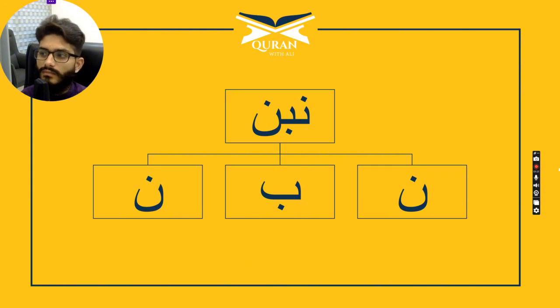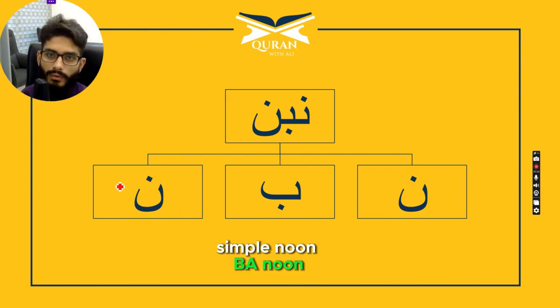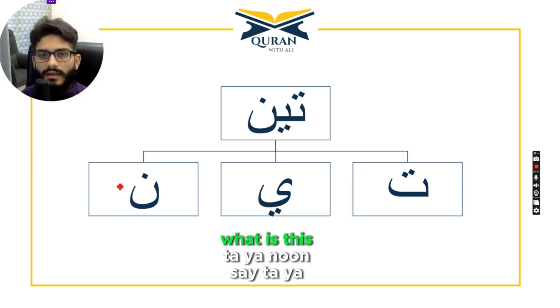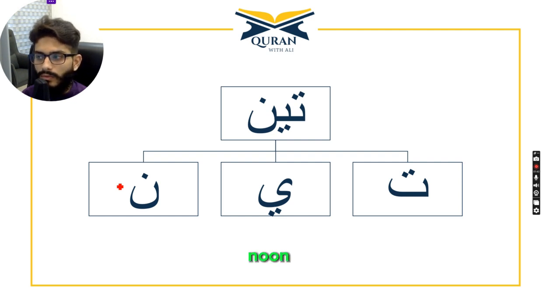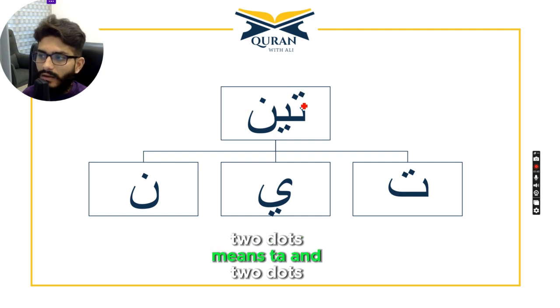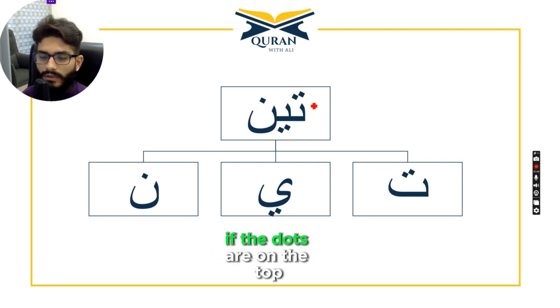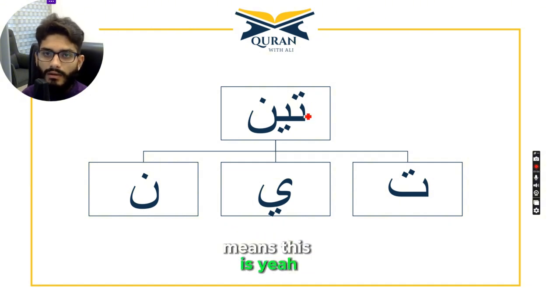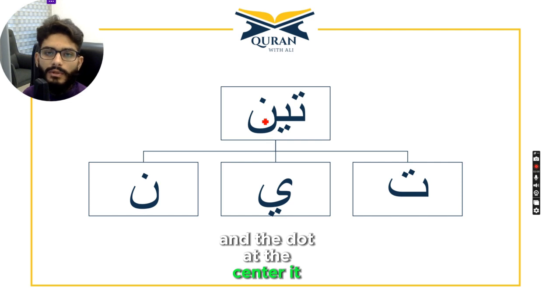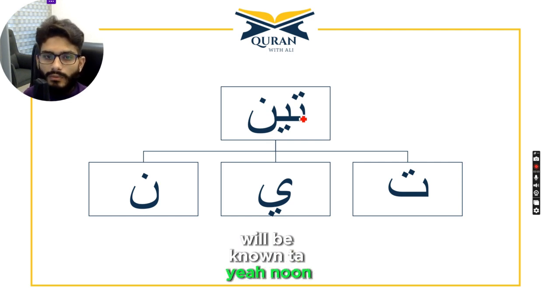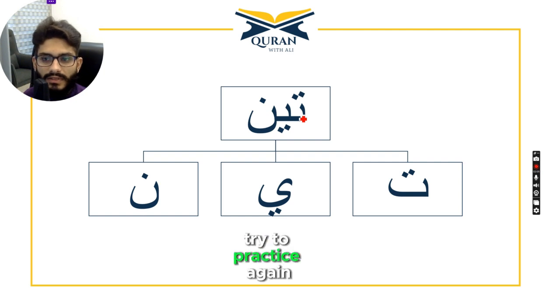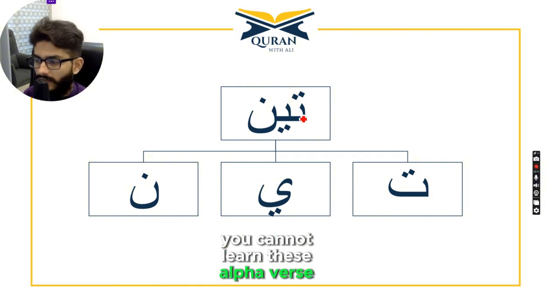This is simple. Noon ba noon. What is this? Ta ya noon. Say ta ya noon. Two dots means ta and two dots means ya. If the dots are on the top, it means ta, and if below the line, it means this is ya. Ta ya. And the dot at the center, it will be noon. Ta ya noon. Try to practice again and again, because if you don't practice, you cannot learn these alphabets.